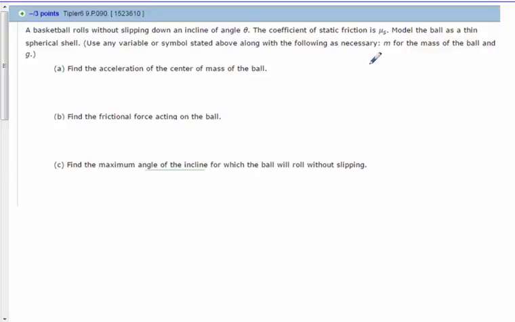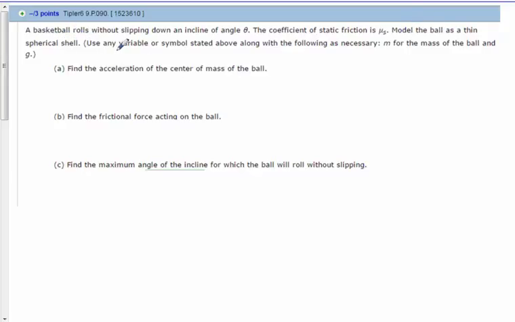This is Dr. Holt. This is AP Physics C. In this video, I have a basketball. It's going to roll without slipping down an incline. We're going to give the angle of the incline as theta. We're going to set the static coefficient as mu of s. We want to model the ball as a thin spherical shell.